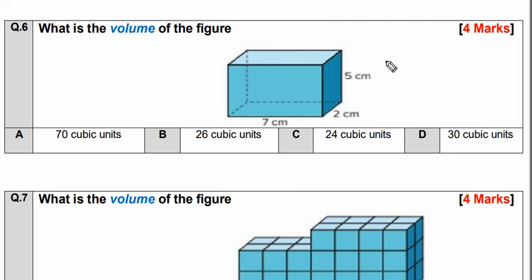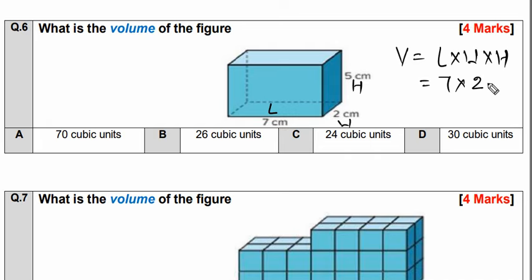So let me help you. What is the volume formula? Length times width times height. You need to know this. Now put the values. 7 times 2, because first we multiply these two numbers, keep the same as it is. Now 14 times 5. What is your answer?